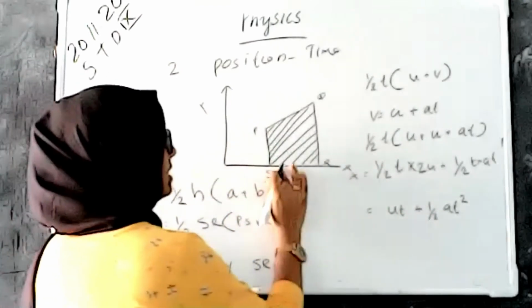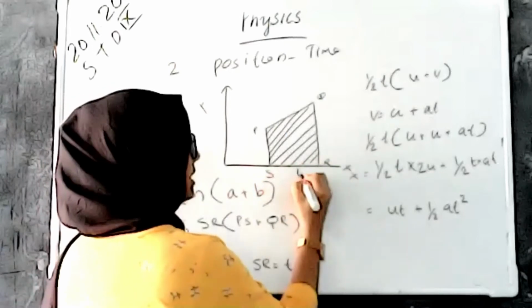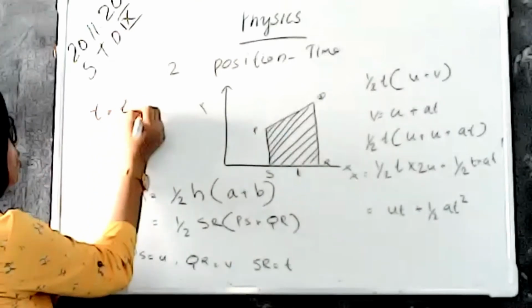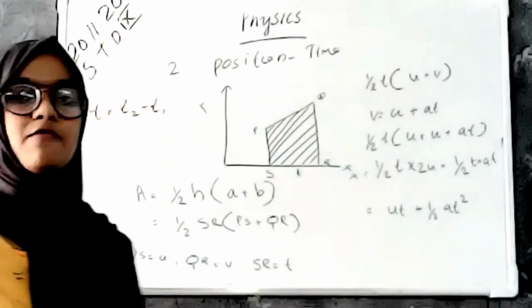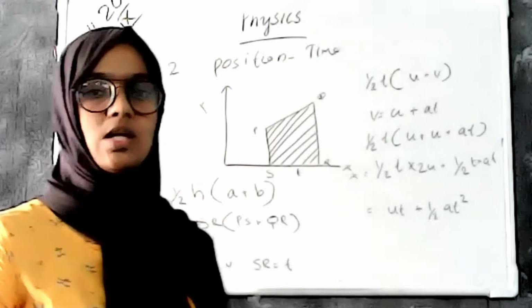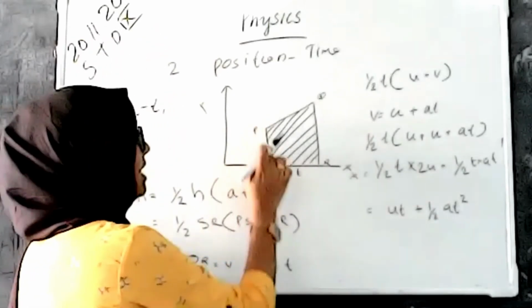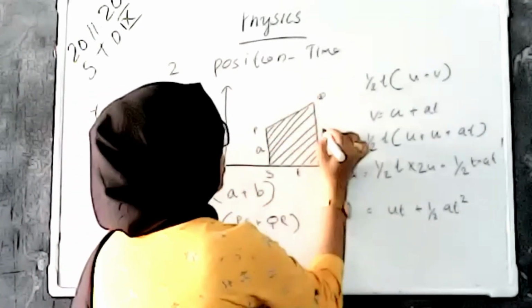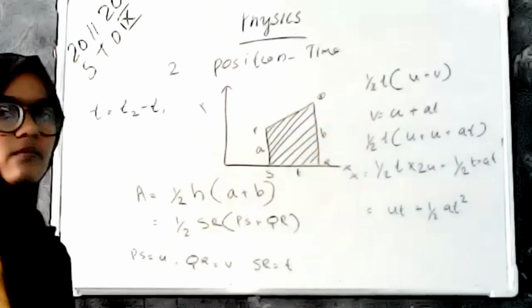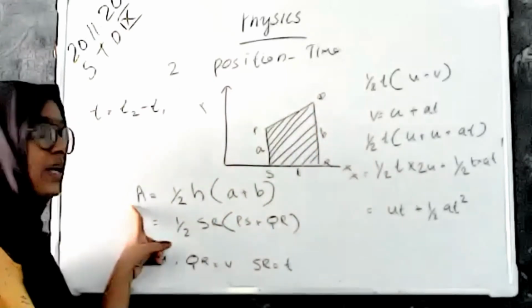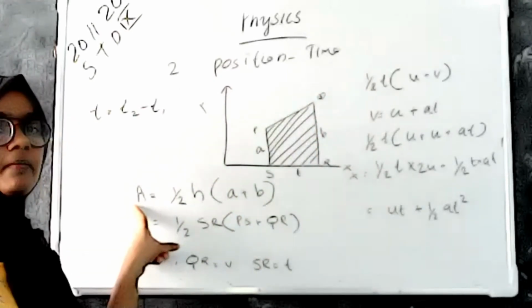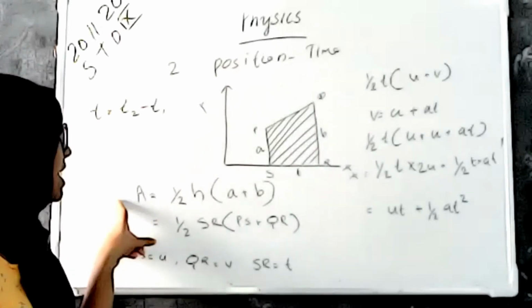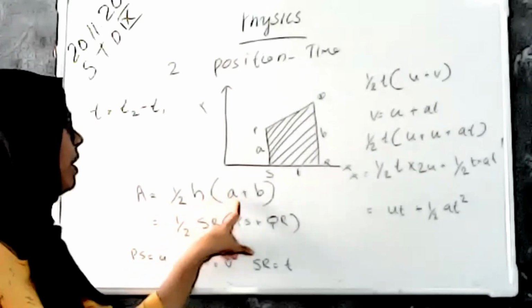The area of a trapezium is equal to half h into a plus b. So we know that the distance between S to R is taken as t, because t is equal to t2 minus t1, considered in the first derivation, the common derivation. And the length of side PS is a and the QR side is b. So this is the common equation for finding the area of a trapezium, which is A is equal to half h into a plus b.